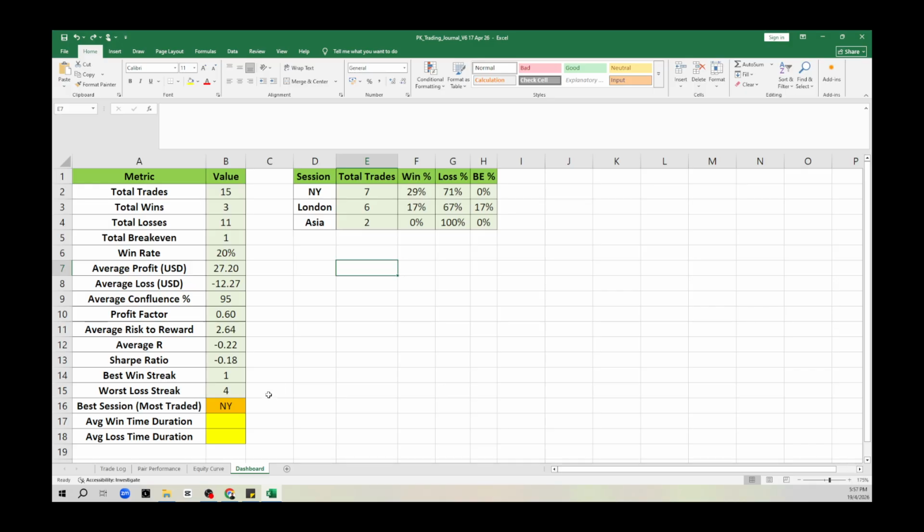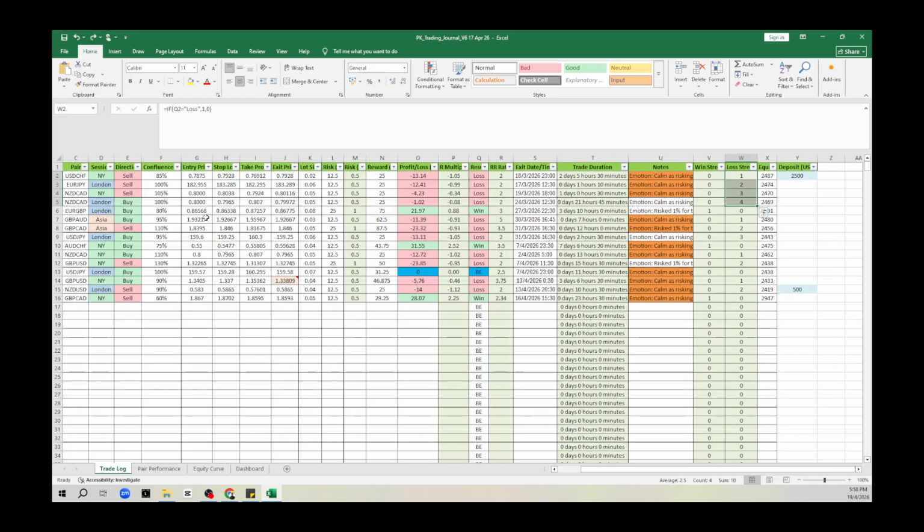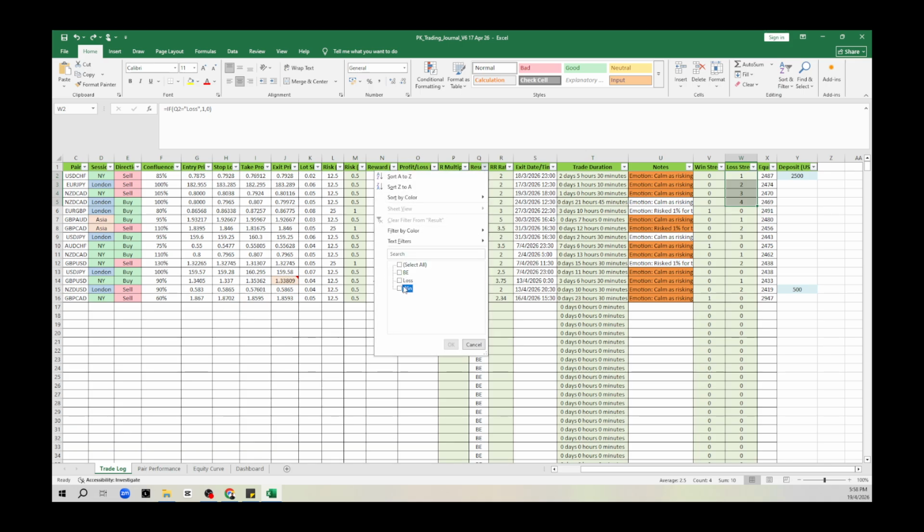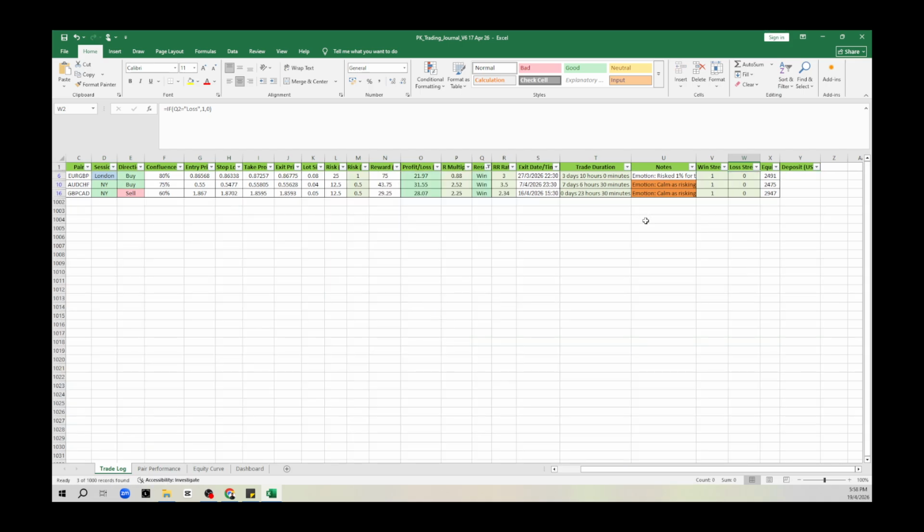So for average win time duration and average loss time duration, I need to figure out a formulation for this, which I'll update in the upcoming videos. So if I go here and say, hey, I'm going to filter down just the wins, right? It should be like 3. Okay. So out of these 3 wins, how much time am I taking? This is random right now. One win took me 3 days, another win took me 7 days, another win just took me less than a day.